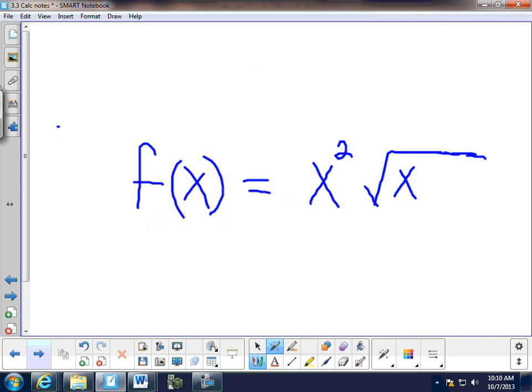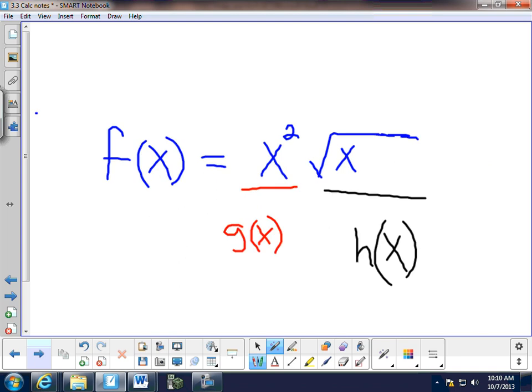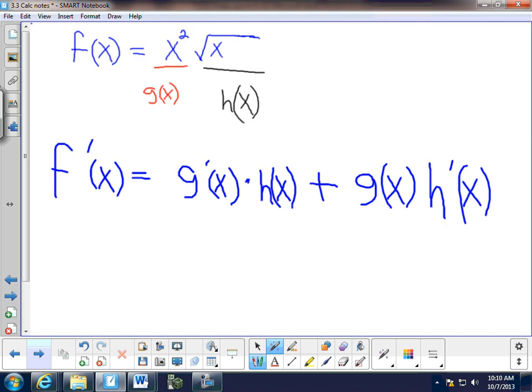So something like this. This is a product, right? x squared times the square root of x. Now I could do this a couple of ways, but let's pretend it's two functions for a minute. I'm going to call the first one g of x, call the second one h of x. So according to the rule, what I need to do is the derivative of the first one, that's that, times the second one, that's that, plus the first one times the derivative of the second one. That's the pattern to this. And again, lots of math went into figuring it out. We just get to use the answer.